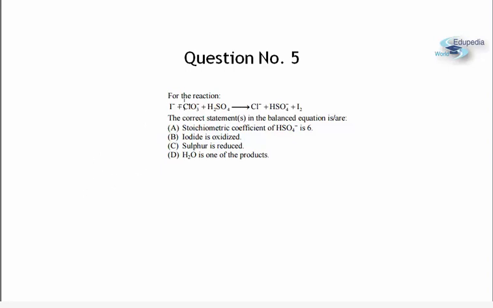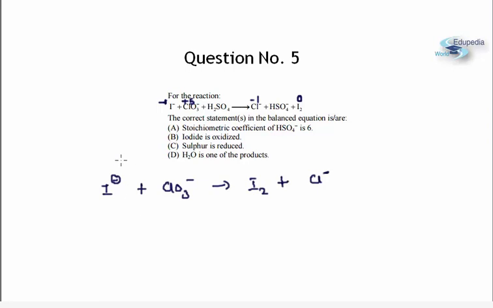As you can see from the equation, I minus is in a -1 oxidation state on the reactant side and it is in 0 oxidation state on product side. Similarly, if you look at ClO3 minus, it is in a +5 oxidation state on reactant side and -1 oxidation state on product side. So this is our redox couple. We will try to balance it. Let us write the species which are getting oxidized and reduced first. So I'll write I minus plus ClO3 minus goes to I2 plus Cl minus, and clearly the medium is acidic.